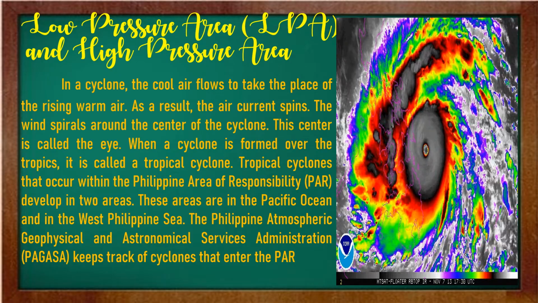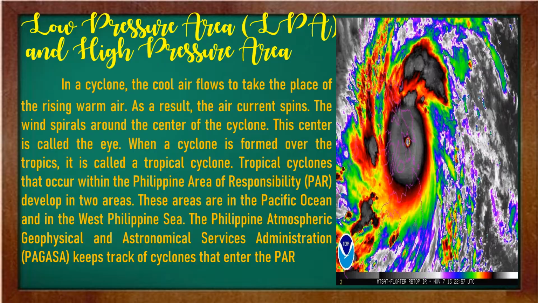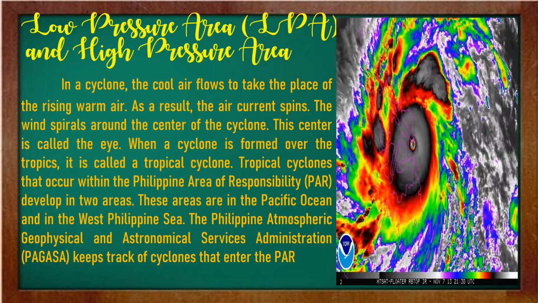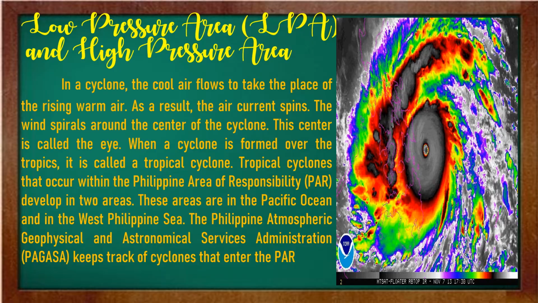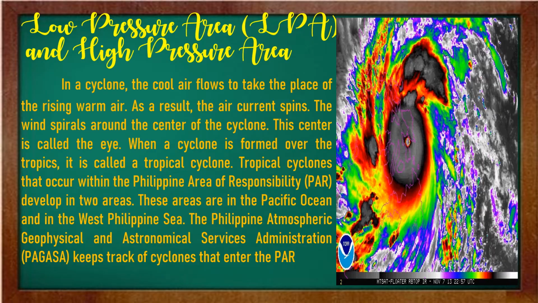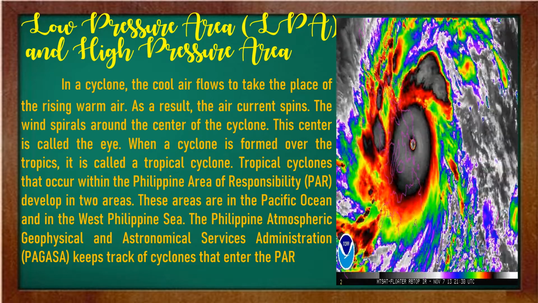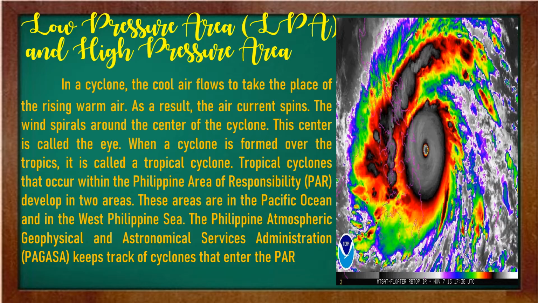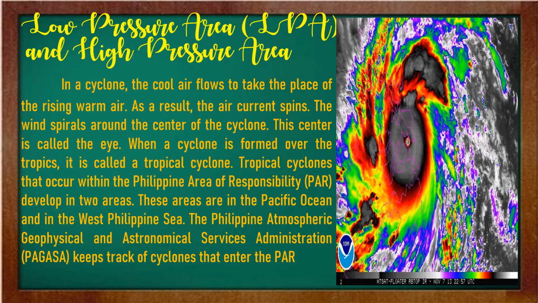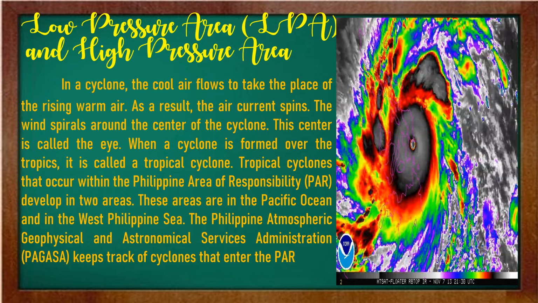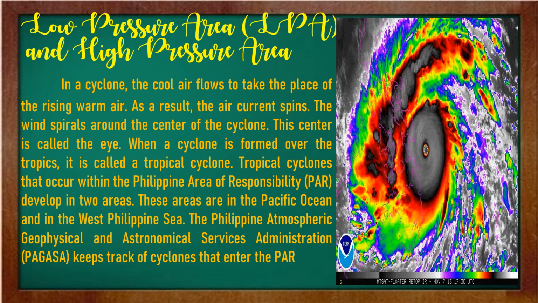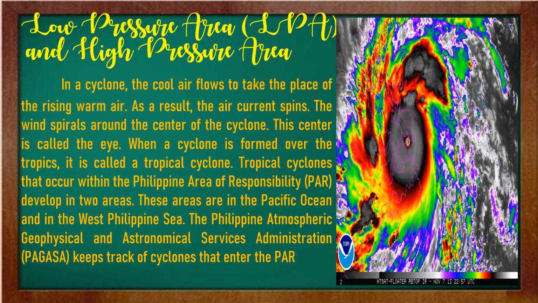Tropical cyclones that occur within the Philippine Area of Responsibility, or PAR, develop in two areas. These areas are in the Pacific Ocean and in the West Philippine Sea. The Philippine Atmospheric, Geophysical, and Astronomical Services Administration, or PAGASA, keeps track of cyclones that enter the PAR.